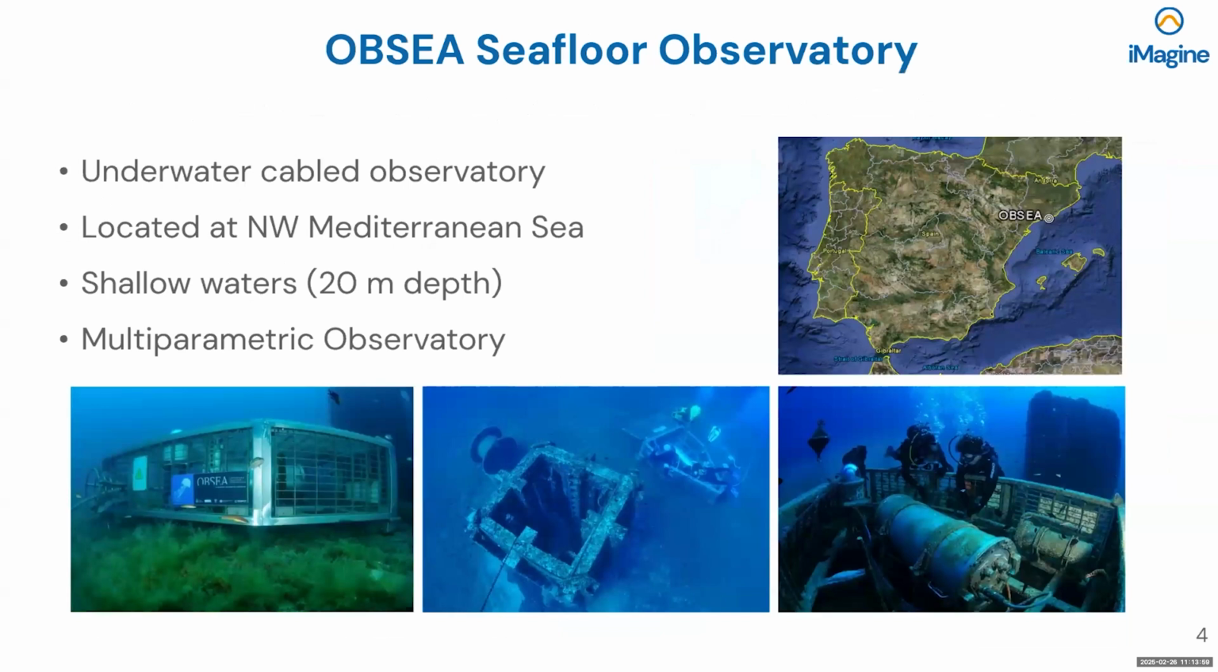OBSEA is a cabled observatory, an underwater cabled observatory, meaning that we have a power and communication cable from the shore station to this seafloor node, where we have a lot of sensors deployed that can monitor different kinds of parameters. We monitor temperature, salinity, pH, waves, currents, sound, and we also have some cameras. So we are monitoring the biodiversity and the ecology in the area based on underwater images.